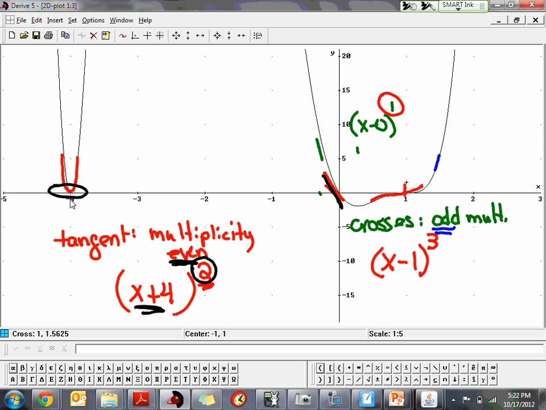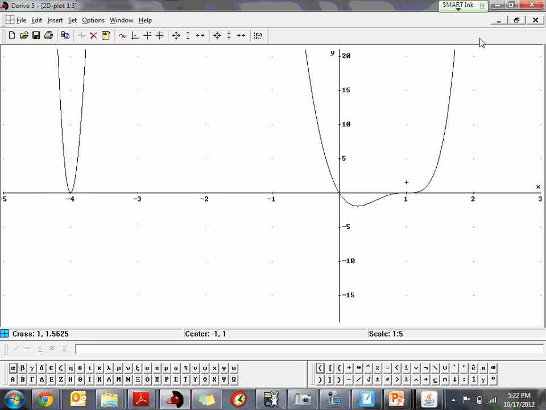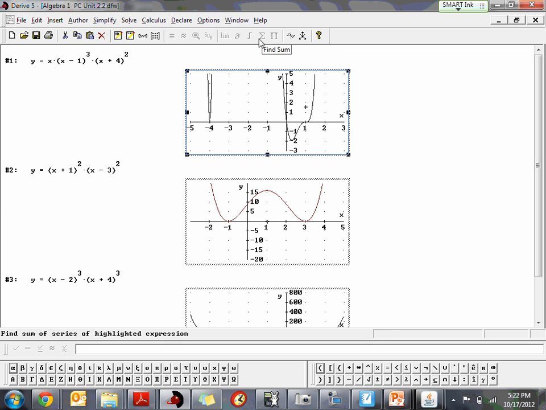If it crosses but doesn't flatten, we're going to think it's a power of 1. If it crosses but does flatten, we're thinking it's a higher odd power. Typically, it's going to be 3. I'm not going to say absolutely for sure it's 3. We can have higher powers if we like, but it's very hard to distinguish between them. So that's one of the graphs I wanted you to look at.